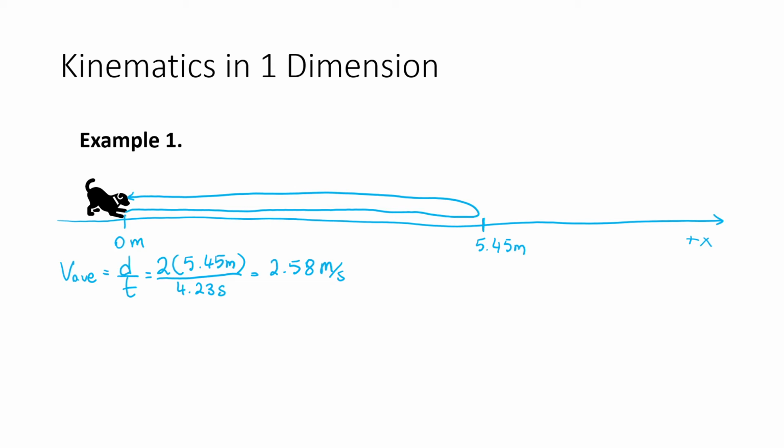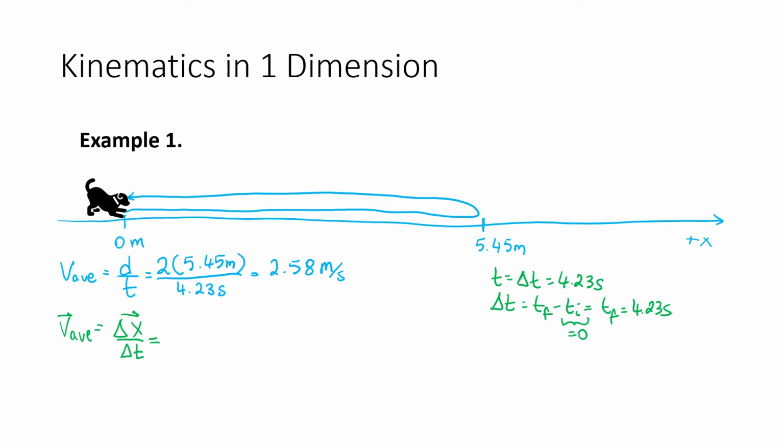Now, what about the average velocity? For the average velocity, we have to use the appropriate definition. The average velocity is a vector and is the change in position divided by the change in time. The change in time is still going to be 4.23 seconds, because delta t is t final minus t initial, but generally t initial is taken to be 0, so this is just t final, which is 4.23 seconds.